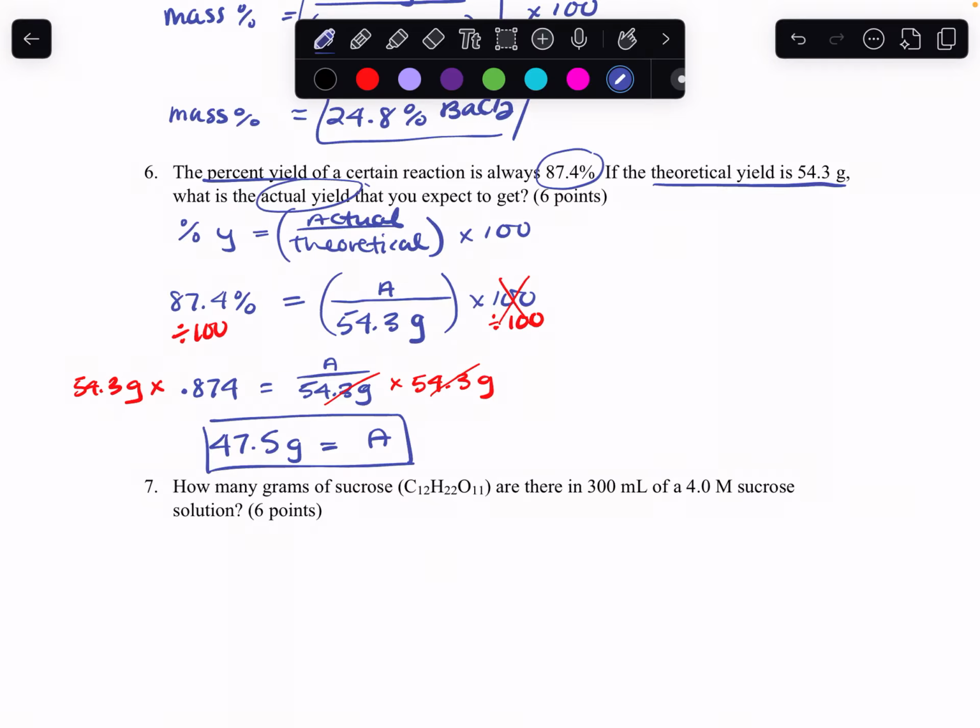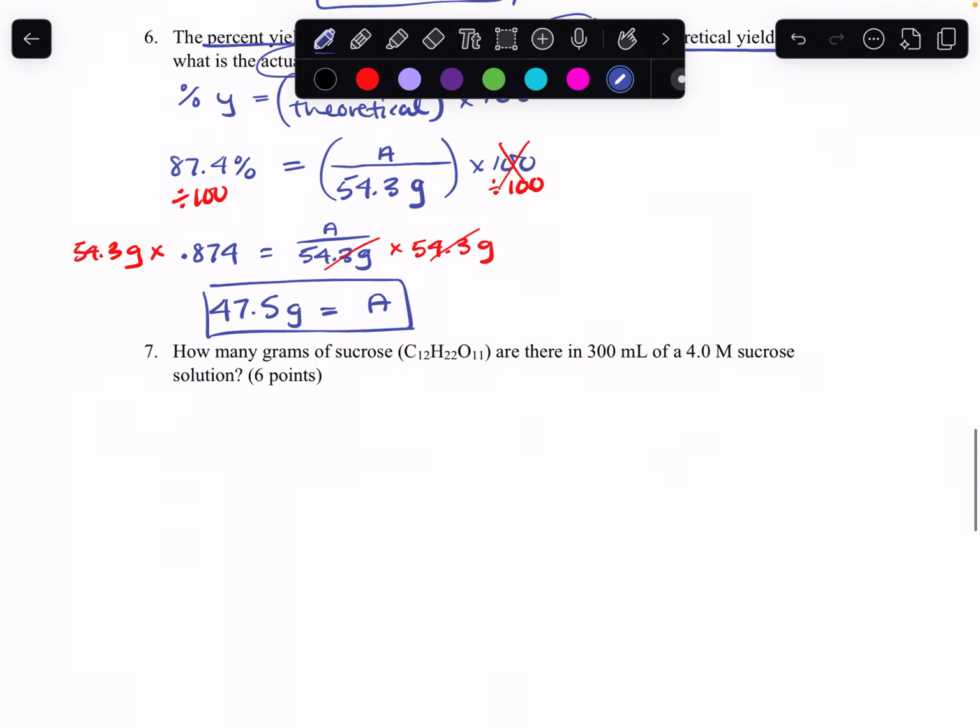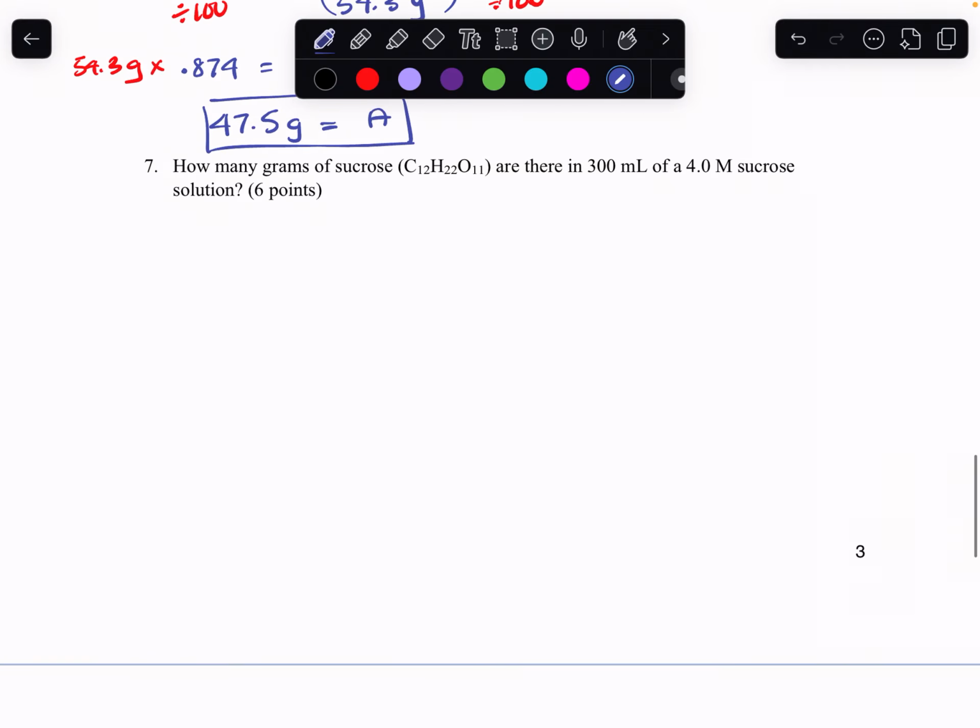Step-by-step process. Very nice. Okay, number 7. We have seen this a couple times already. I said I probably wouldn't put sucrose on the exam, but I'm probably also not telling the truth. So I just like having to calculate it. It's cute.